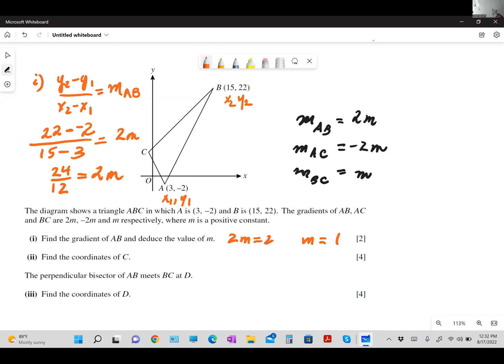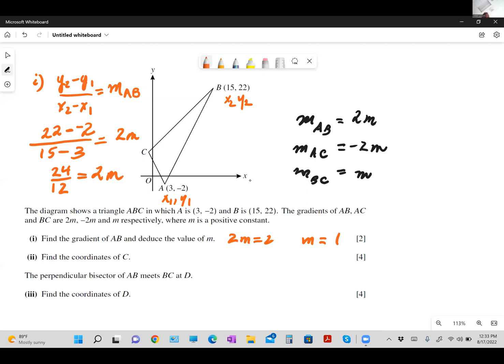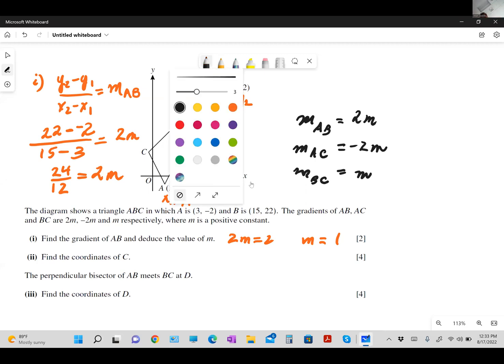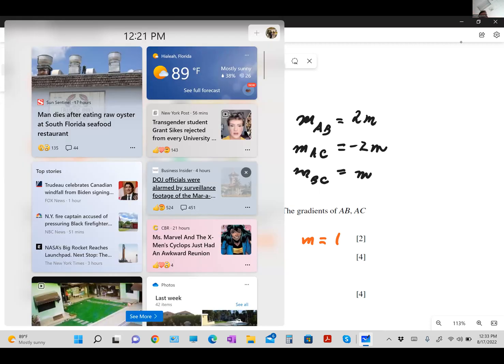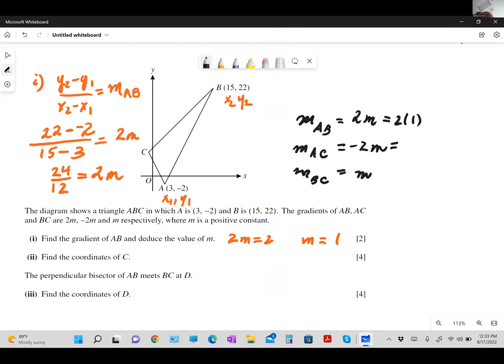No, you could do this, but now it says, find the coordinates of C. You don't have the coordinates of C. You need to find the coordinates of C. Now, I'm going to go ahead and fill this out over here. And again, this is not the way I would fill it out on a test. Obviously, I don't have the space, but this part 2 is challenging. So we got 2 times 1, -2 times 1, and 1. So now you know the slopes of each of these, right? You know the slopes of everything.